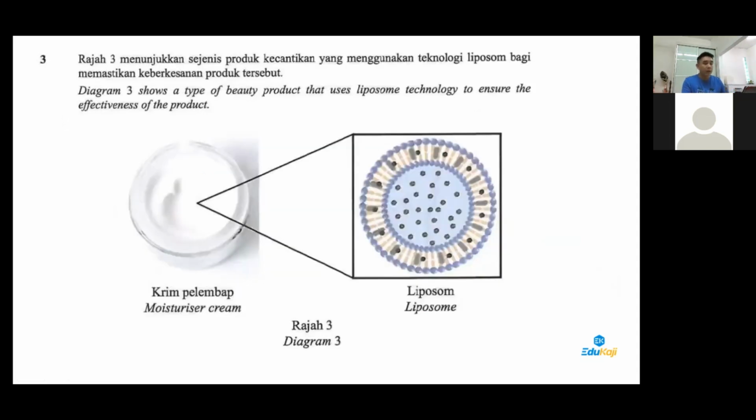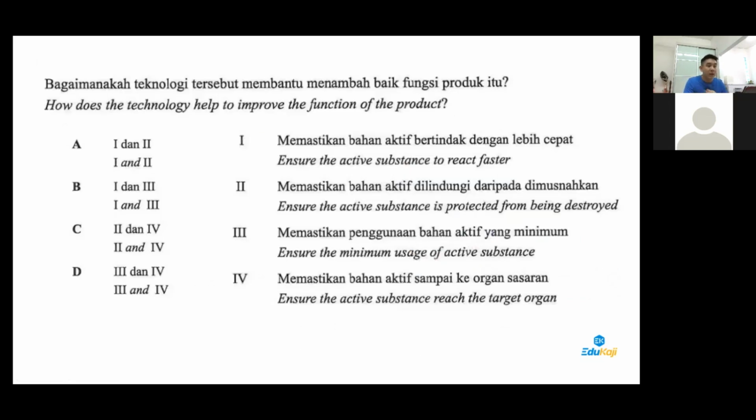Okay, question 3. Guys, so they show you a moisturizer. Then inside got a liposome. So the question is, which of the following can improve the function of that particular product? Okay, so how does the technology, in fact, guys, how does the technology, this is a little bit of K-bar. So guys, if I start from number 1, ensure the active substance react faster.